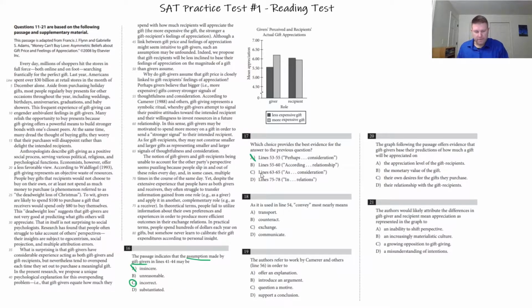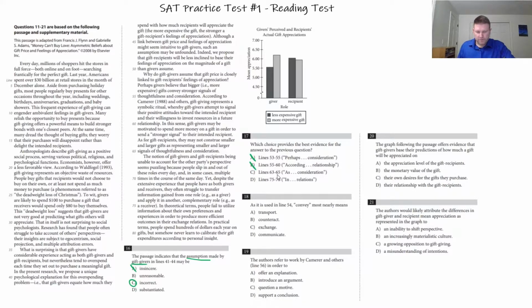So A is out. 55 through 60, starting with according. So according to Kammerer and others, gift giving represents a symbolic ritual whereby gift givers attempt to signal their positive attitude toward the intended recipient and their willingness to invest resources in a future relationship. So in plain English here, they're just talking about what gift giving means and just sort of the relationship aspects of that, right? The relationship building aspects. So is that illustrating that the gift givers are wrong about spending more money means more appreciation? No, it doesn't illustrate that they're wrong about that.